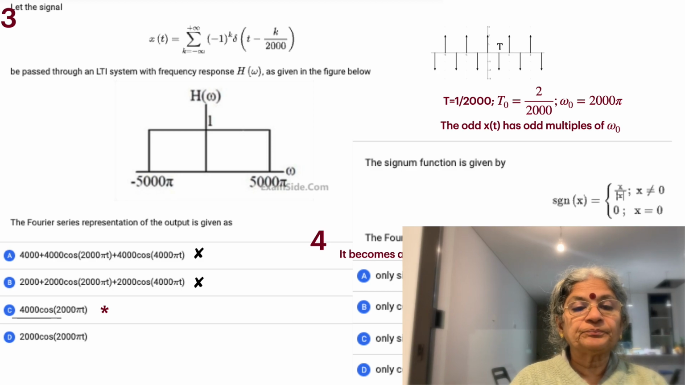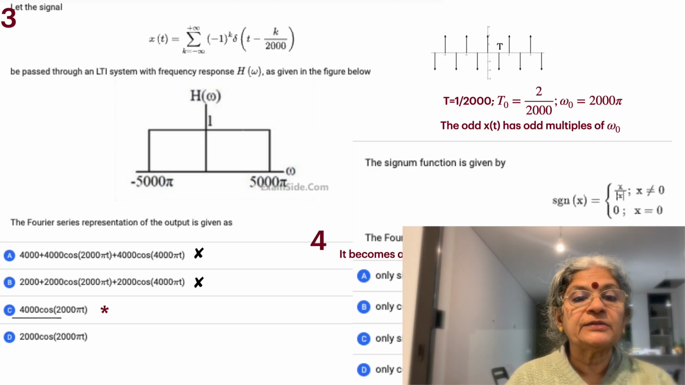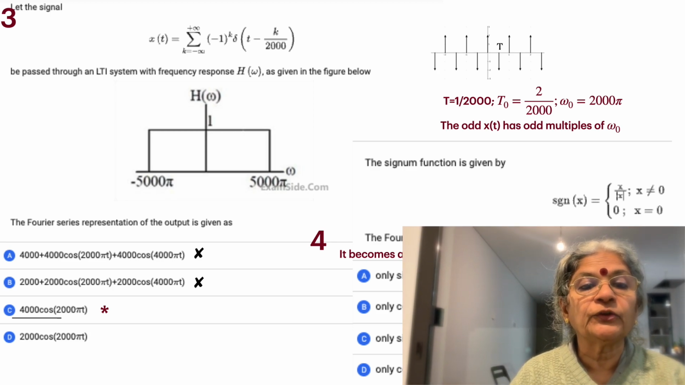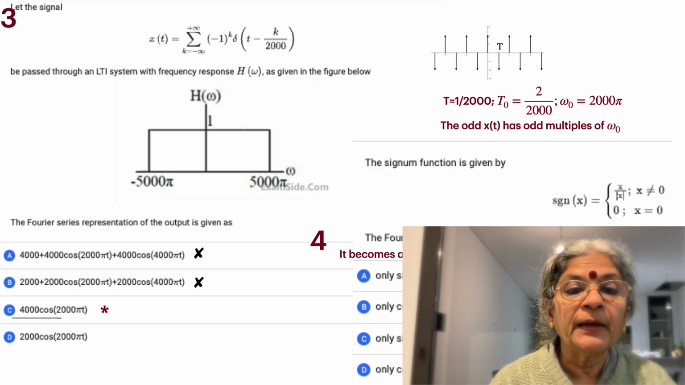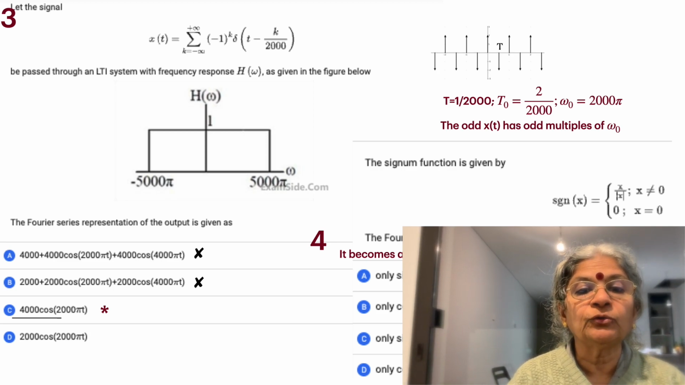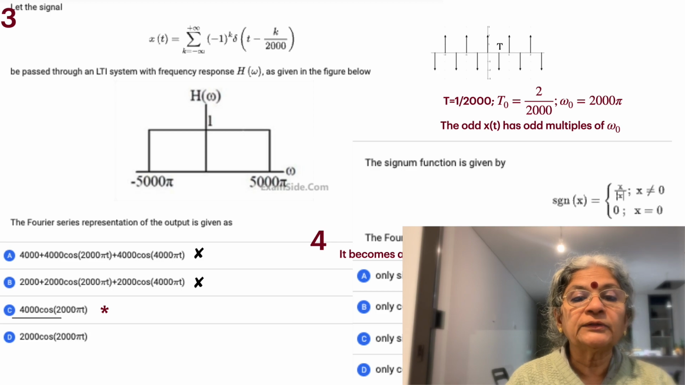Okay. Moving on to the third problem, what do we have there? It seems that we have a low pass filter H(omega), whose frequency ranges from minus 500 pi to plus 500 pi. And what is given is that the signal x(t) is the sum over k equal to minus infinity to plus infinity of minus 1 raised to k times delta of t minus k by 2000. So let us look at the signal first.